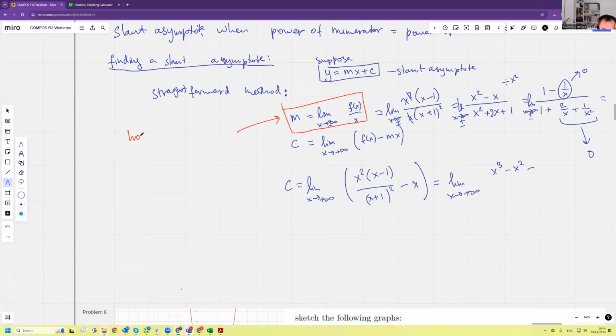is how many times f of x is greater than y equals x. Yeah, because that's what you're doing. And let's say m is 3. That means that f of x behaves like y equals 3x. Does that make sense?